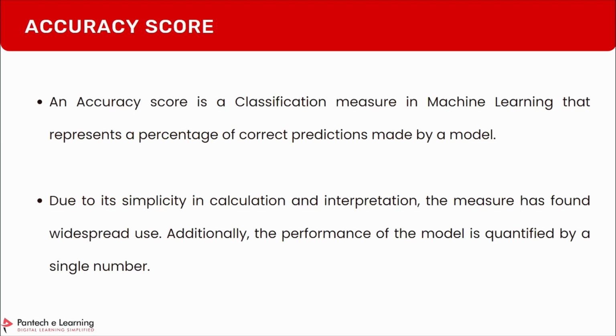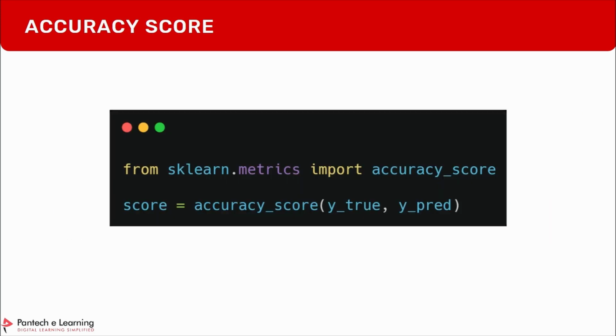Starting with accuracy score. We have already done it, it's very simple. Accuracy score is a classification measure in machine learning that represents the percentage of correct predictions made by a model. Due to its simplicity in calculation and interpretation, the measure has found widespread use. Additionally, the performance of the model is quantified by a single number, right? You can use it from sklearn.metrics, import accuracy_score, and if you pass your original and predicted values, the score will give you a decimal from 0 to 1, which is how good it is. If it's 0.7, multiply it by 100, which is 70%, so it is performing well.